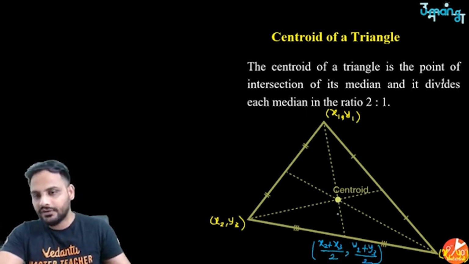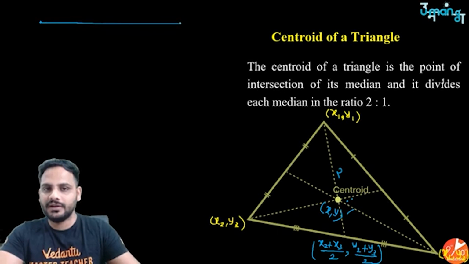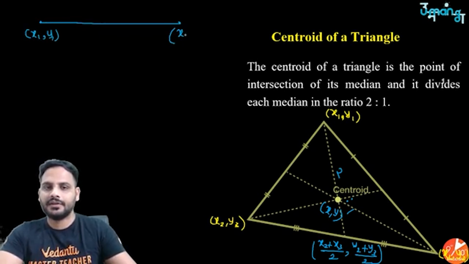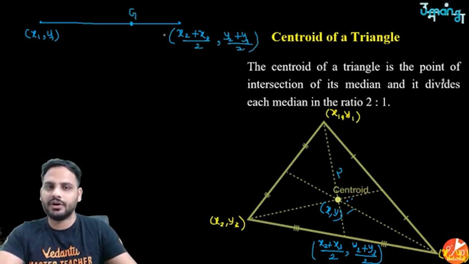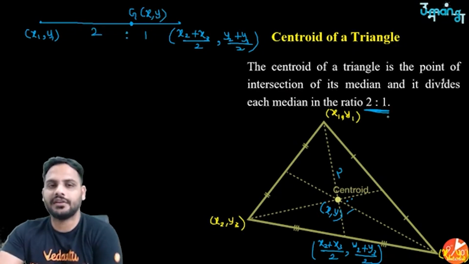And I know a centroid divides it in the ratio 2:1. So if I take the centroid as x comma y, I have a problem of the section formula: this point is x1 comma y1, this point is x2 plus x3 by 2 comma y2 plus y3 by 2, and here we have a point G which is called the centroid, whose coordinates are x comma y, and it is dividing this line in the ratio 2:1. Okay, this is the property, remember this thing. It divides it in the ratio 2:1.